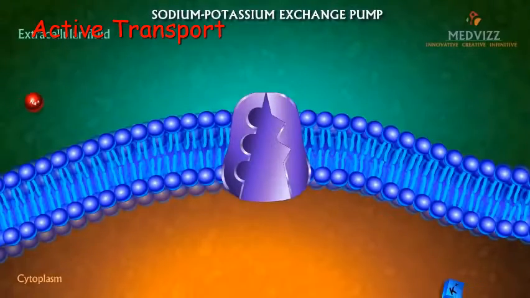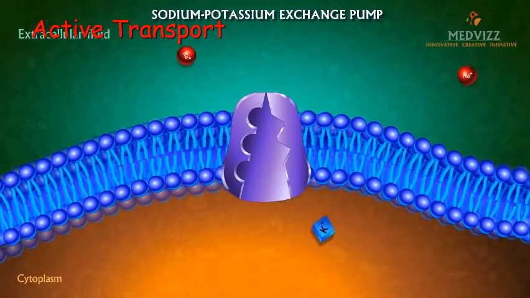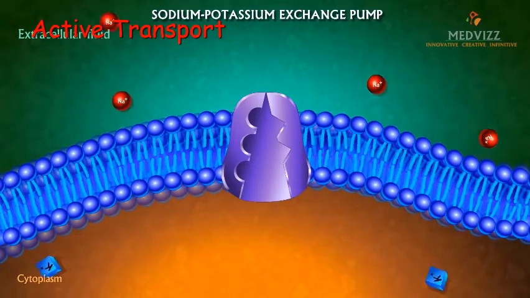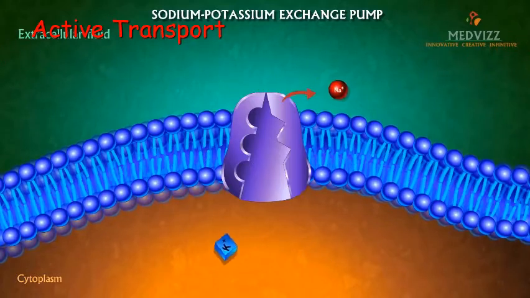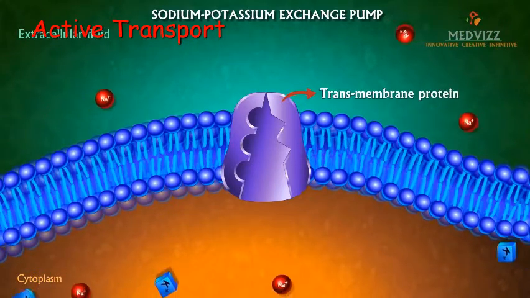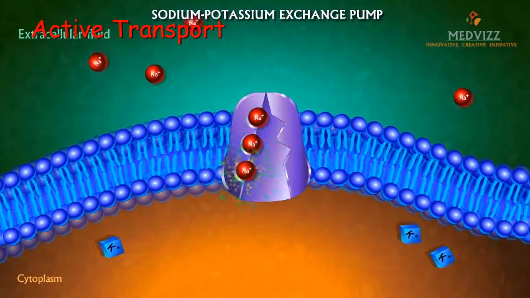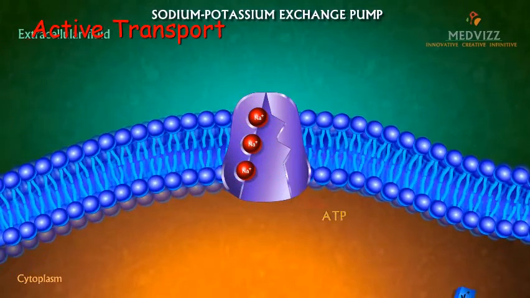The sodium-potassium pump is an active transport mechanism that is driven by the breakdown of ATP and works through a series of conformational changes in a transmembrane protein. Three sodium ions bind to the cytoplasmic side of the protein, causing the protein to change its conformation.